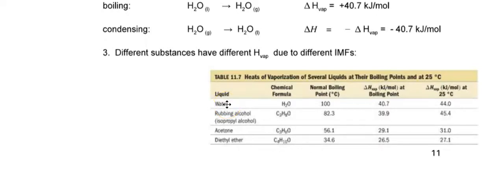It has those two H's off of the one O. Rubbing alcohol only has one H off the O, although it has a greater molar mass, it still has a slightly less heat of vaporization. Acetone and diethyl ether are similar in their molar masses. They also are just dipole-dipole, and notice how these two are fairly similar as well, okay? So hopefully that kind of makes sense to you.